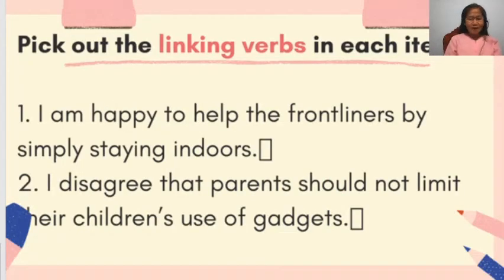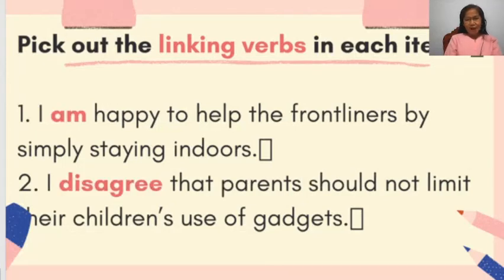This time, let us now come to evaluation. Pick out the linking verbs in each item. Number 1. I am happy to help the frontliners by simply staying indoors. Number 2. I disagree that parents should not limit their children's use of gadgets. So for the first one, the linking verb is am, and the second one is disagree. Very good.